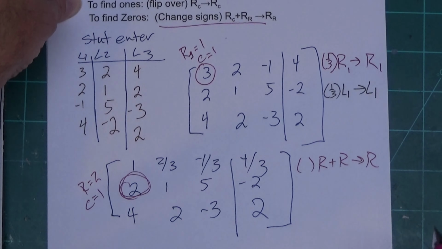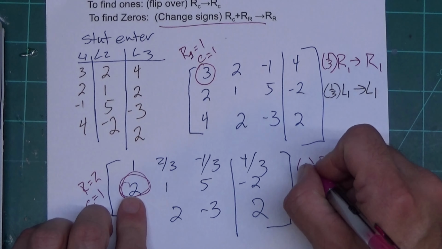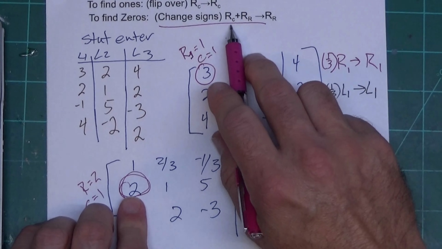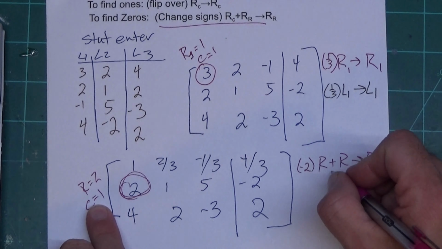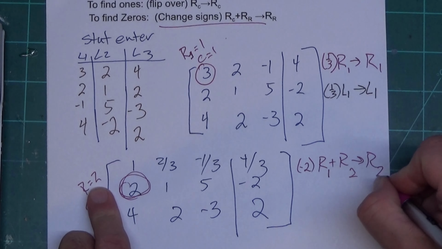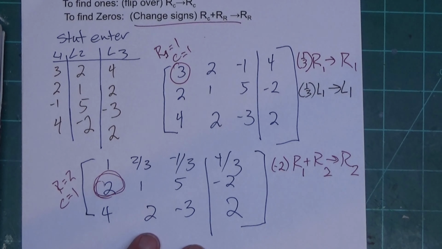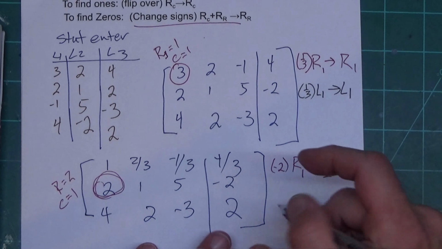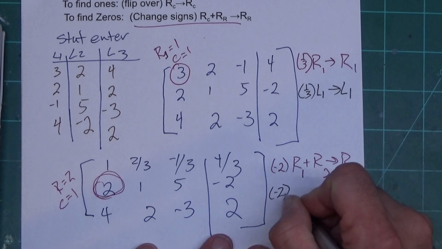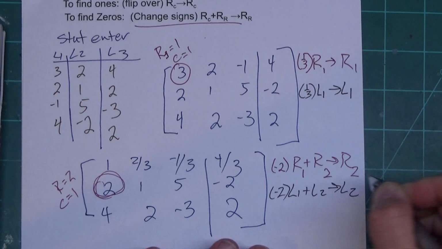Everyone see what I'm doing there? It's just change signs right here. So I'm going to take that 2 and change its sign to negative 2. There's a little C down there, so C equals 1, so I put 1 here. Little R's down there, so I put 2's here. Okay. Next thing I'm going to do is convert that to L's. So I'm going to have negative 2 L1 plus L2 arrow L2.